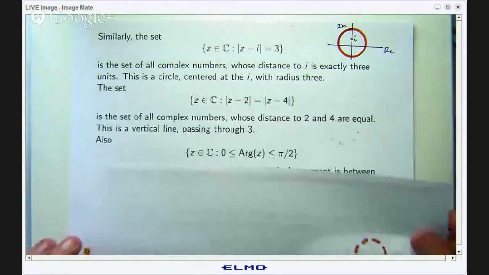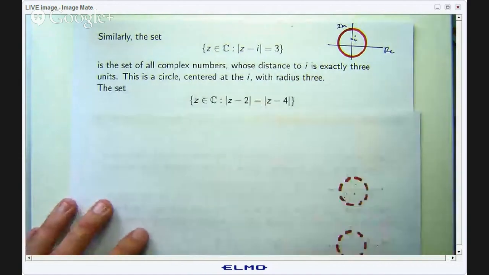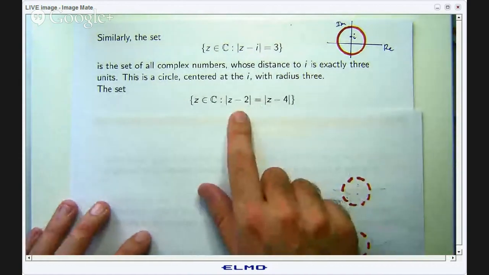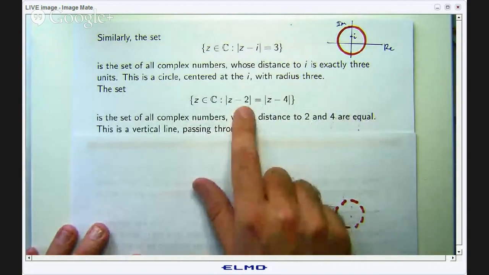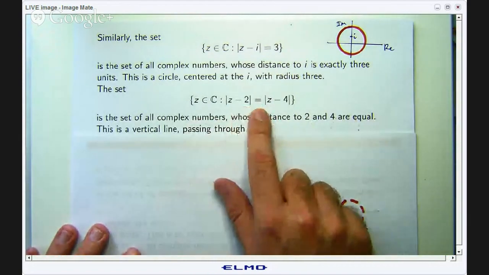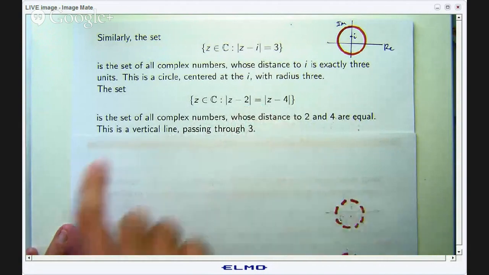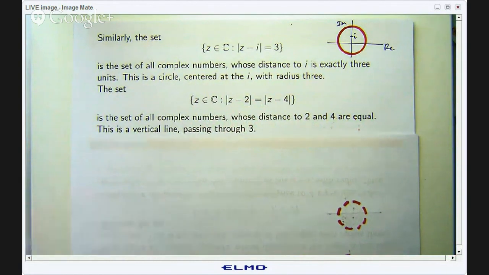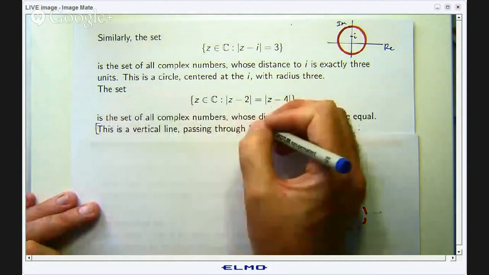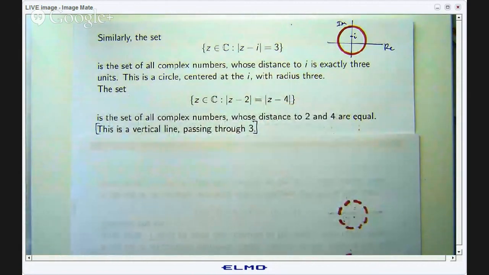All right, well, what about this one? This one's a little bit harder now. This is the set of all complex numbers whose distance to 2 and distance to 4 are equal. Okay, so that's a little bit strange on first viewing. And the claim is this is a vertical line passing through 3. So where does that come from?